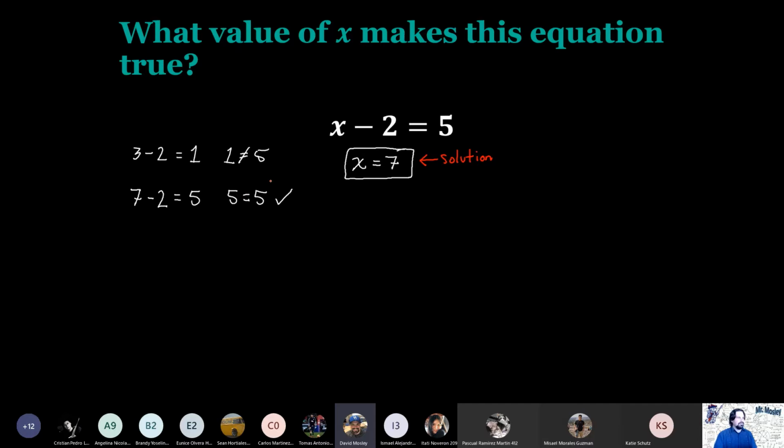Okay, we need, like Mr. Morales said, the same number to show up on both sides of the equal sign. Okay. What questions do you have?